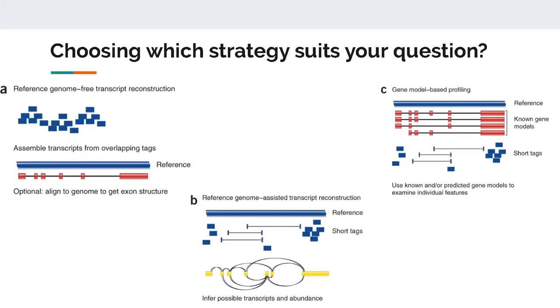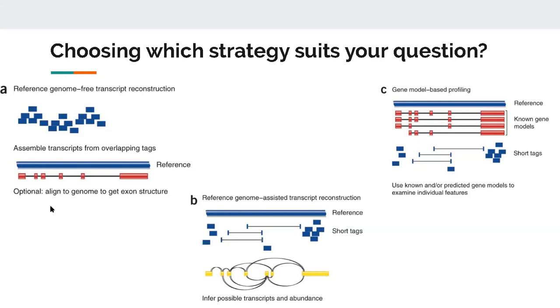In choosing which strategy suits your question, you can either have a reference available with you, or you cannot have a reference available. When you don't have a reference available, you will have to assemble even the transcripts. That is what we call a transcriptome. Because you are not depending on already available references or gene models, this will allow you to find any novel transcripts that can occur in your sample. If you were using a reference, then finding any novel transcripts would not have been possible.